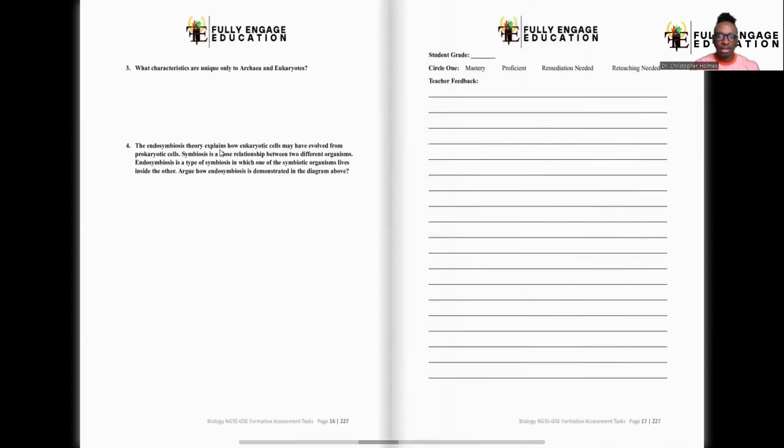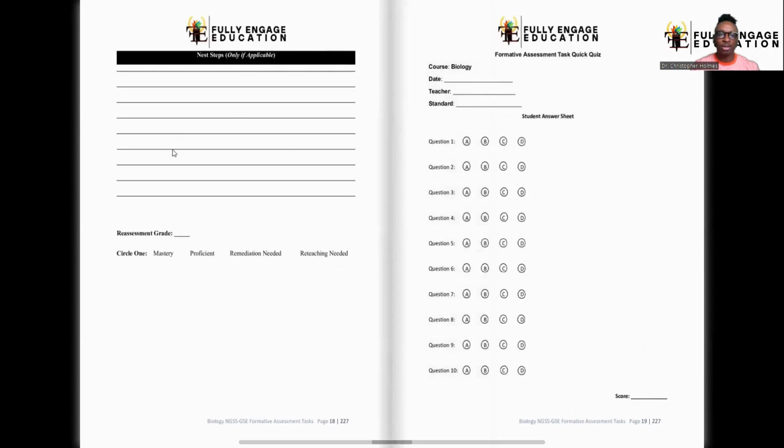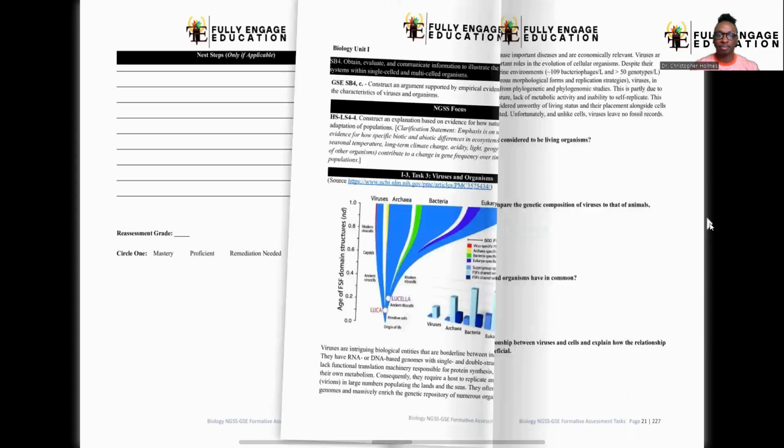Making those connections. They have 4 questions. You grade it. You circle the rating. You give them feedback. If they need to be reassessed, you give them that reassessment grade, and you have to change the rating if they perform better. Again, they will track their grade on that tracking sheet in the front. Again, there is a quick formative assessment that goes with this task.